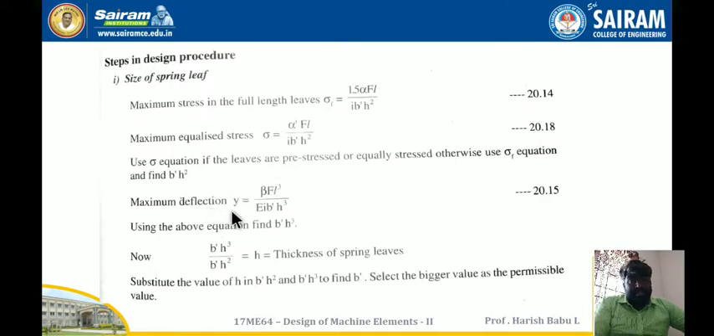The maximum deflection y is equal to beta F L cubed divided by E i b' h cubed. So using this equation you can find b' h cubed. Now, dividing b' h cubed by b' h squared, which you calculated from the previous two equations, I can calculate h, the thickness of the spring leaves. Then substitute h in b' h squared and b' h cubed to find b'. Out of these, select the bigger value as the permissible value.